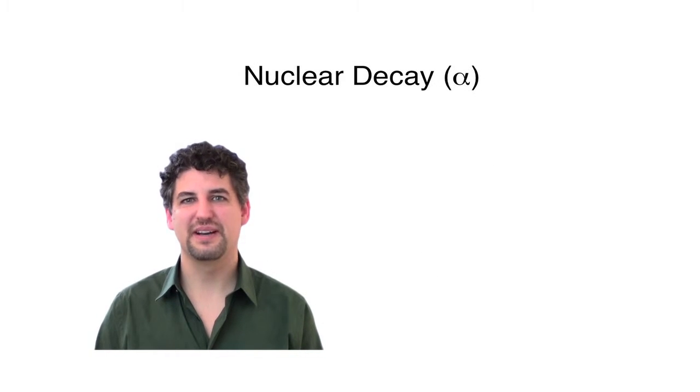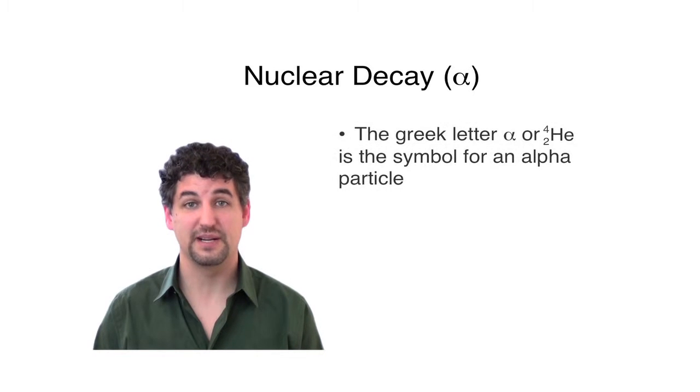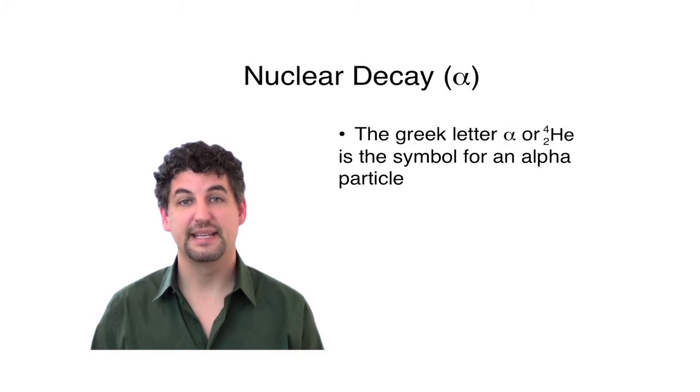Okay, I'm going to show you now how to solve a problem that involves nuclear decay. And we're going to look at a special kind of nuclear decay called alpha decay. Now, you may notice that there are some funny Greek letters showing up, right? The Greek letter alpha for alpha particle. And there's another symbol that's used when you're writing equations, and that's 4 over 2 He.